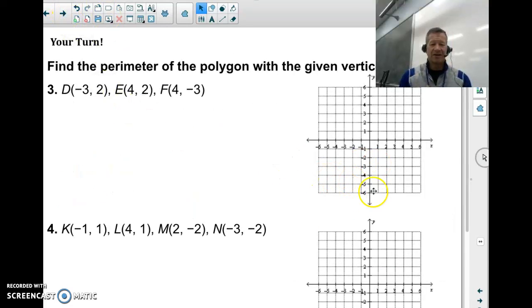Now these are the your turn problems in your book. I want you to try these, okay? I'm going to wait about 5 seconds, and I want you to pause the tape and try to find the perimeter of each of these polygons. And then when you come back, when you hit play again, you'll see the answers and you can compare them to what you got. Go ahead.